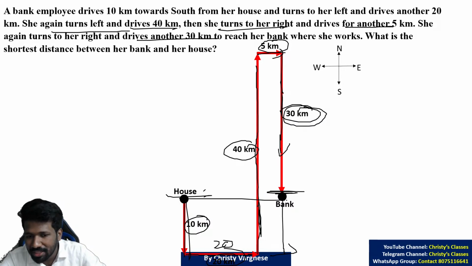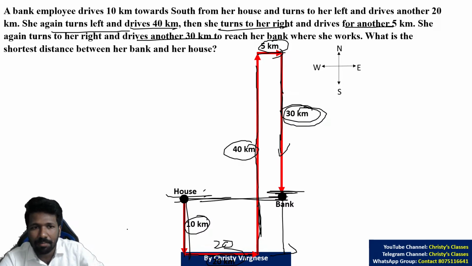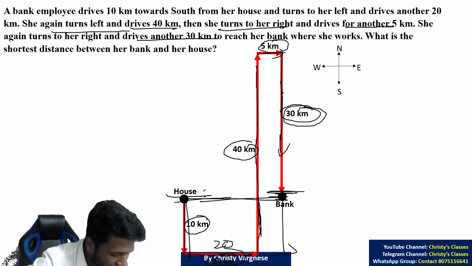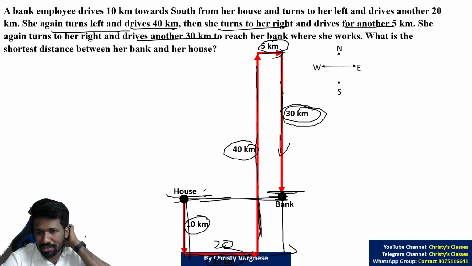So this will be in the same line itself. The house and the bank will be in the same horizontal line itself. That is what you should understand. Same horizontal line itself. Now what is the question?